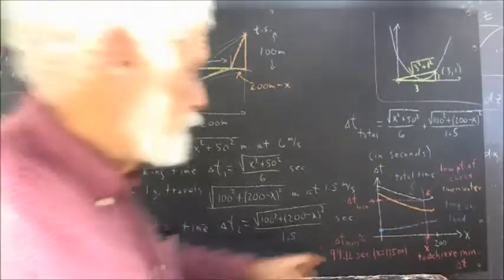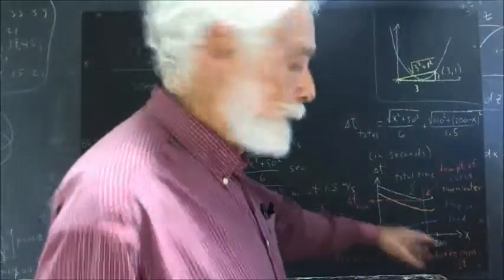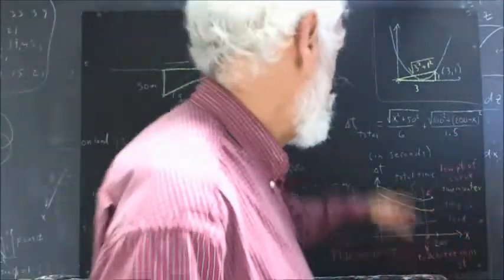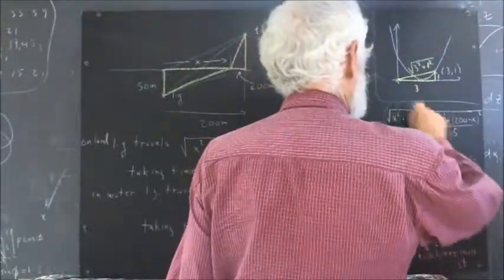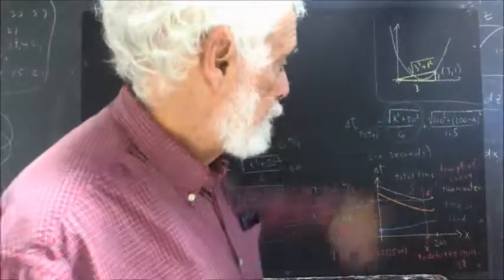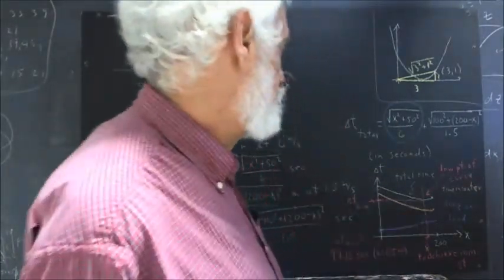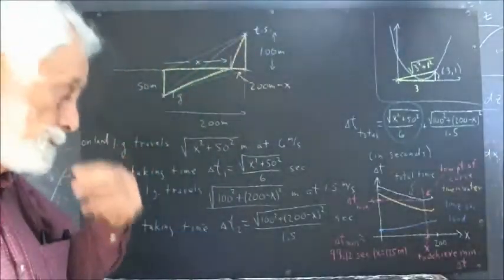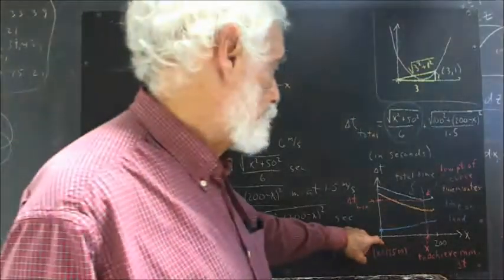Now, as just a little extra, I've added a graph here. The first graph is of the time spent on land. Now remember that expression was this. So the first graph is just a graph of this function. And it comes up and increases rather slowly, as x goes from 0 to 200.